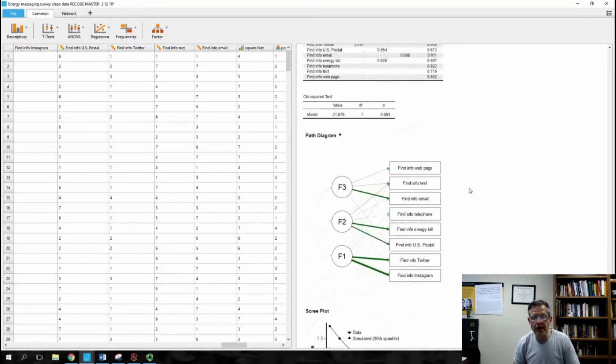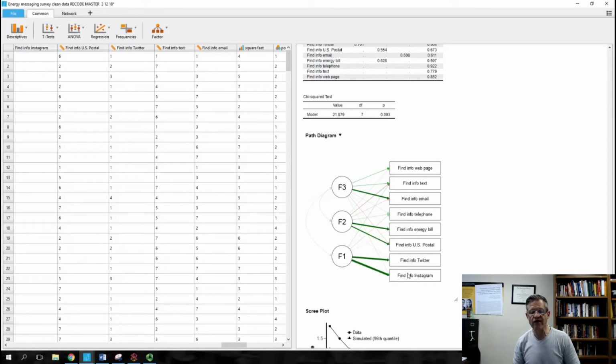Now, scroll down here. This is a visual of what happened. Factor 1, that's here. Instagram and Twitter, almost like network. Big green lines are strong. Little green lines are weak. Red is opposing. So here we see visually.